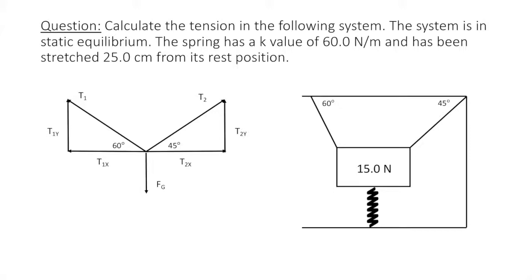To determine which direction Fh is acting in, take a look at the diagram. The question tells you the system is in static equilibrium. Over here, you have the ropes, which are trying to pull the box up. And over here, you have the spring force, which is trying to pull the box down. Because it's trying to pull it down, Fh will act straight downwards.